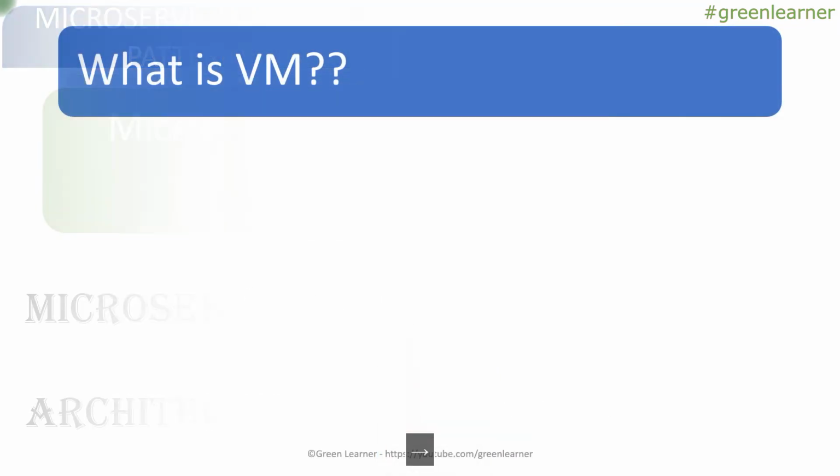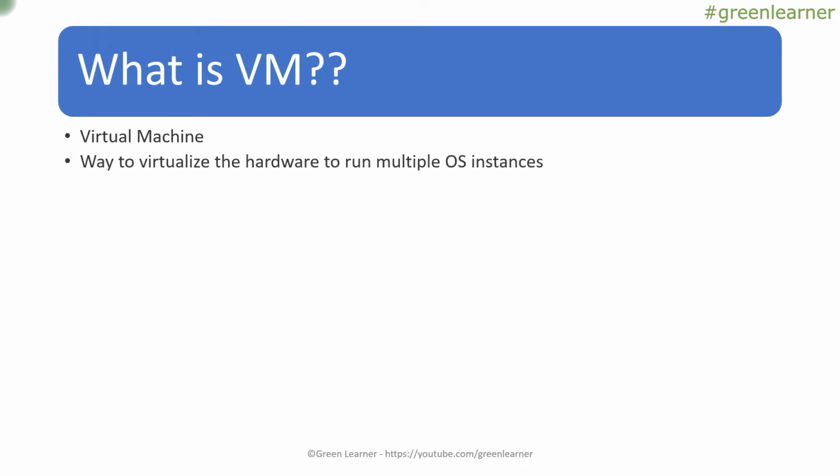First we are going to look at the VM, because VM came first into the market and then we have container. So let's see the VM. VM stands for virtual machine, and it is a way to virtualize the hardware. It is an important key term to run multiple OS instances. If you have one computer system which has only a single hardware to support one operating system, VM is a virtualization of that hardware that you have.